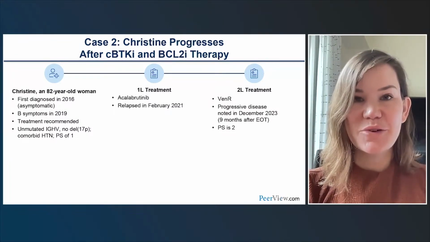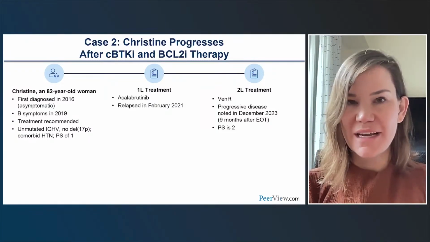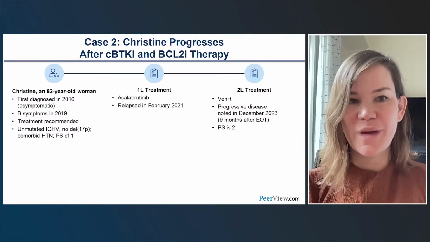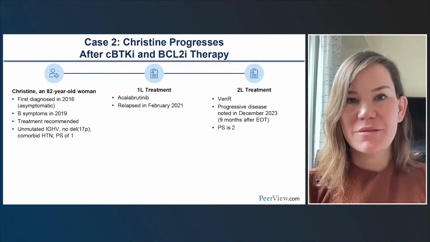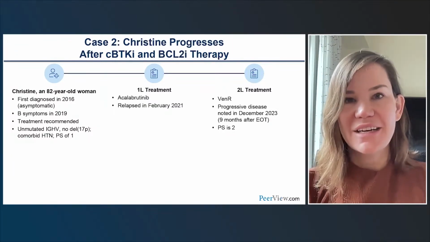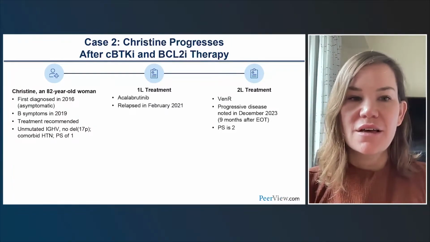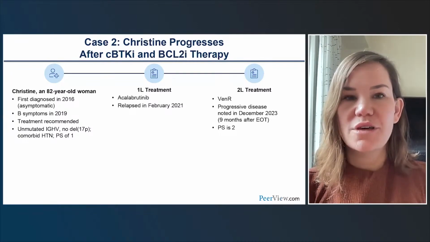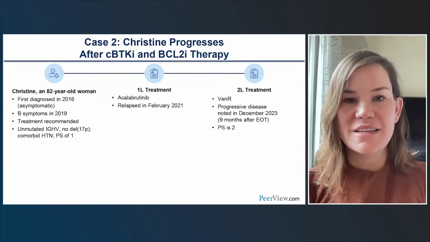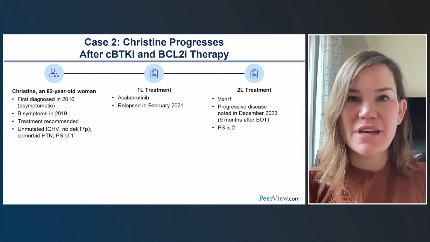She is an 82-year-old woman who was first diagnosed in 2016. She was asymptomatic and so appropriately was on watchful waiting. However, she developed symptoms in 2019 where treatment, of course, was recommended. Her prognostic testing showed she had unmutated IgHV, no del 17p, and she had hypertension as her only comorbidity, and her performance status was an ECOG 1. Her first-line treatment was with acalabrutinib.